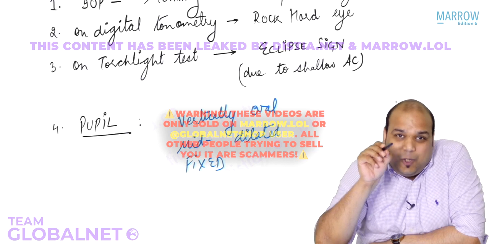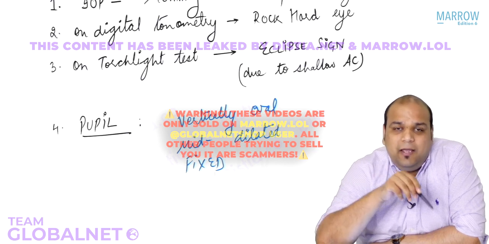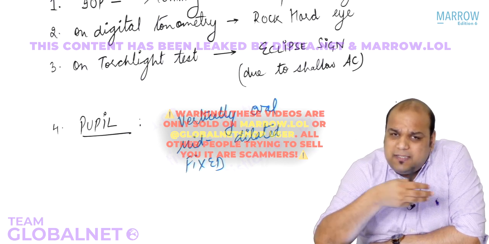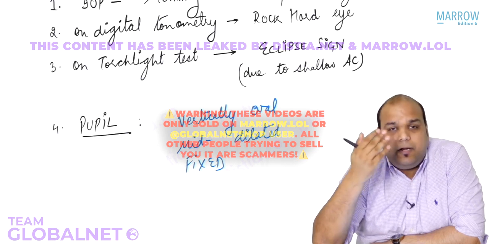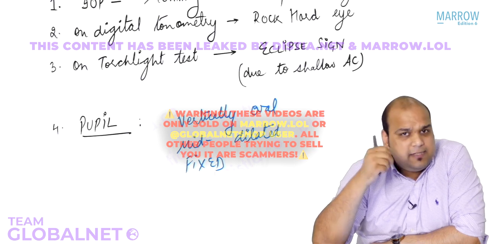I am saying angle closure glaucoma, the vertically oval pupil is seen. Open angle glaucoma, the pupil is always normal. Okay, everybody, vertically oval, mid-dilated, as has already been explained, and fixed. Why fixed? I will explain.